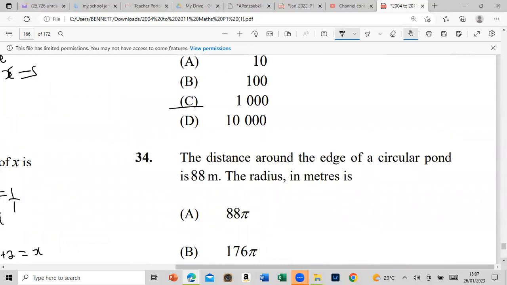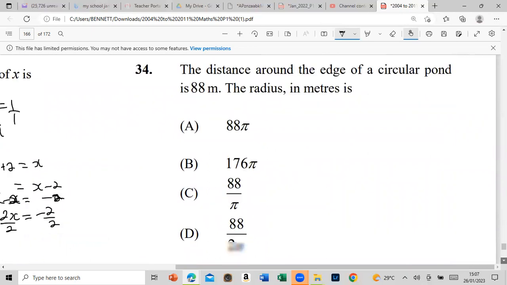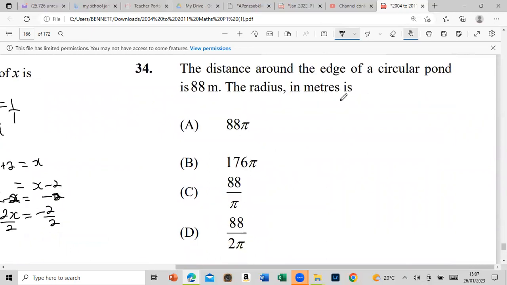That's by definition. The distance around the edge of a circular pond is 88 meters. The radius in meters is: it's a circular pond, so it's 2 pi r equal to 88. And to find the radius, we divide by 2 pi. So r is equal to 88 divided by 2 pi.